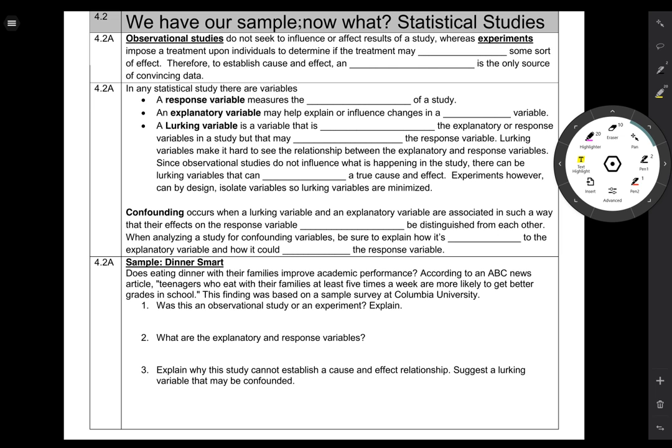Observational studies are like your sample surveys where you call someone, you ask questions to get their opinions, or you watch things to get some information. Experiments do influence a result.